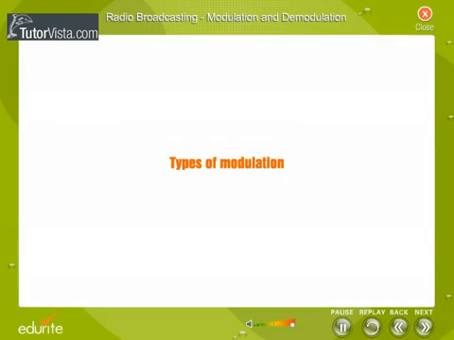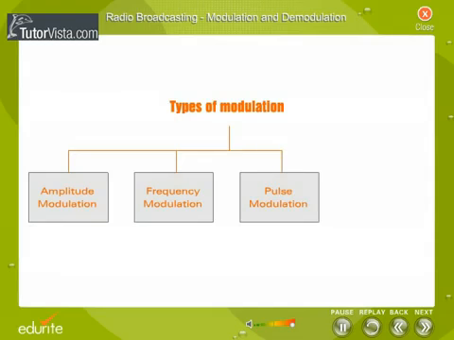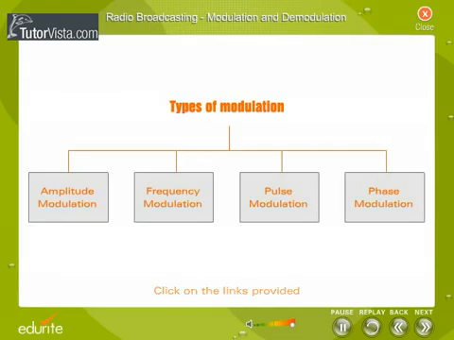Types of modulation. In modulation, the carrier wave is processed in such a way that its amplitude, frequency, or some other property varies. Thus, modulation can be classified as amplitude modulation, frequency modulation, pulse modulation, phase modulation.